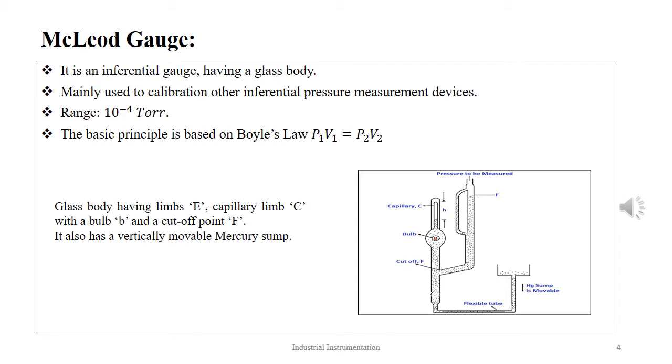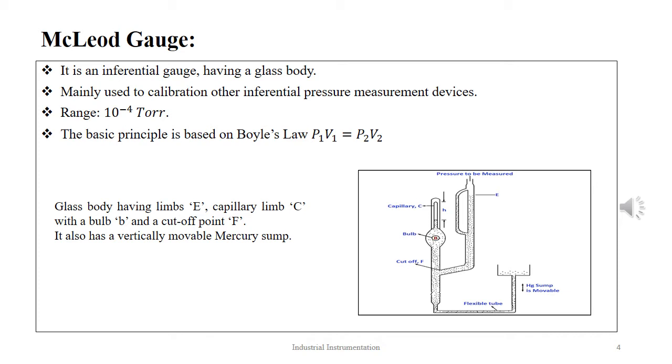The McLeod pressure gauge is an inferential pressure measurement method used in measuring vacuum pressure. Here, pressure is determined by measuring other pressure-related properties like volume, thermal conductivity, etc. It comes under the category of inferential pressure measurement method.